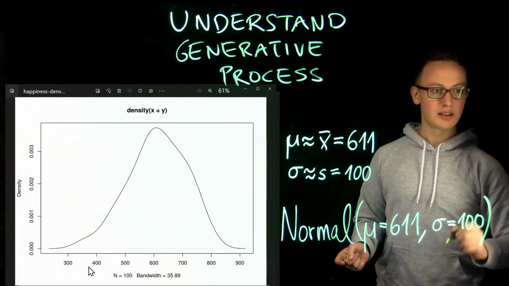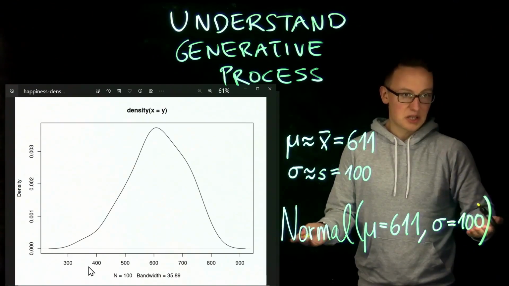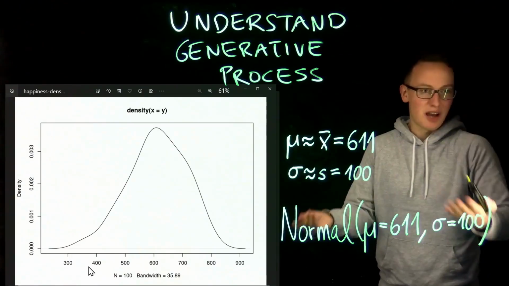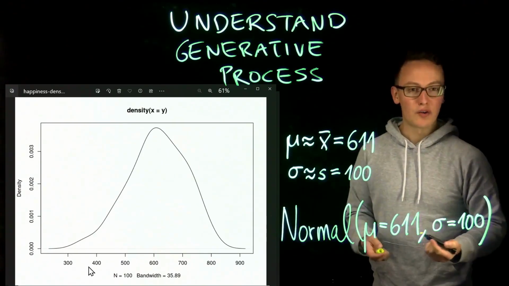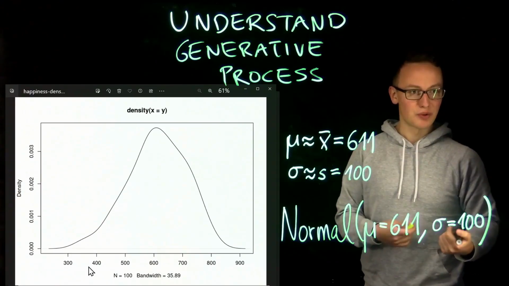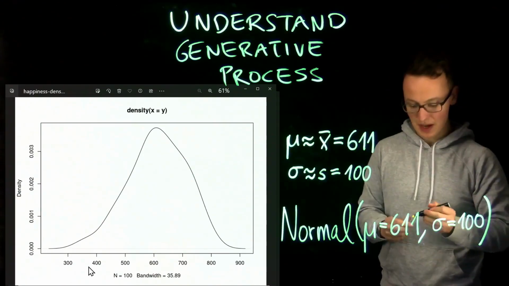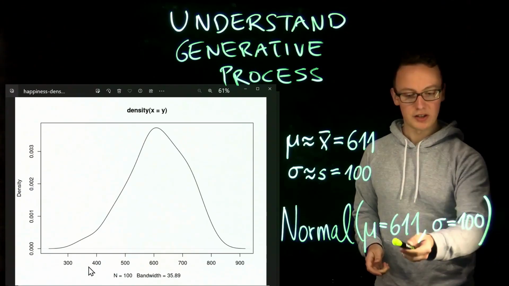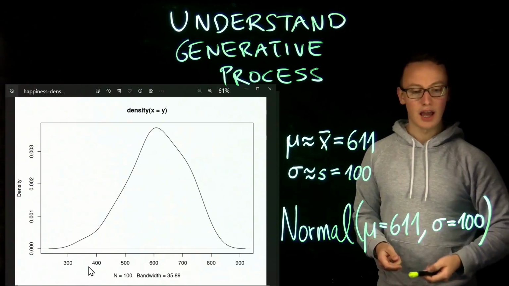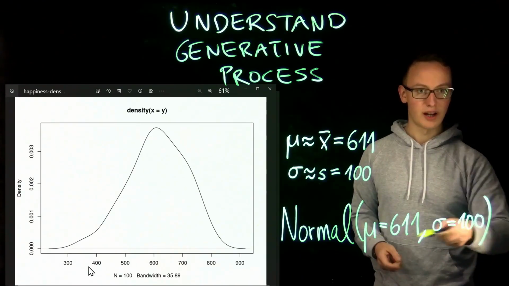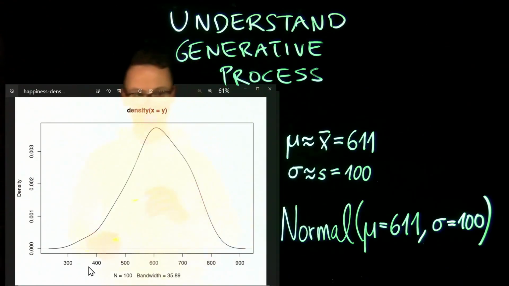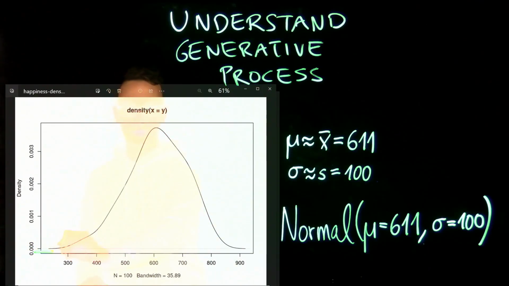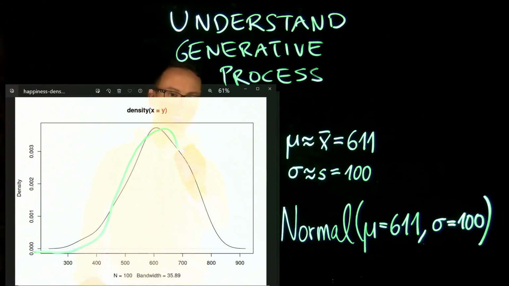So we can make this assumption, we can put this out as a possible model of how happiness scores are generated, quote unquote. We could say happiness scores are normally distributed in the population with a population mean of 611 and population standard deviation of 100. So we would assume that there's this true distribution, which is a perfect normal distribution with a mean 611, which looks maybe somewhat like this.